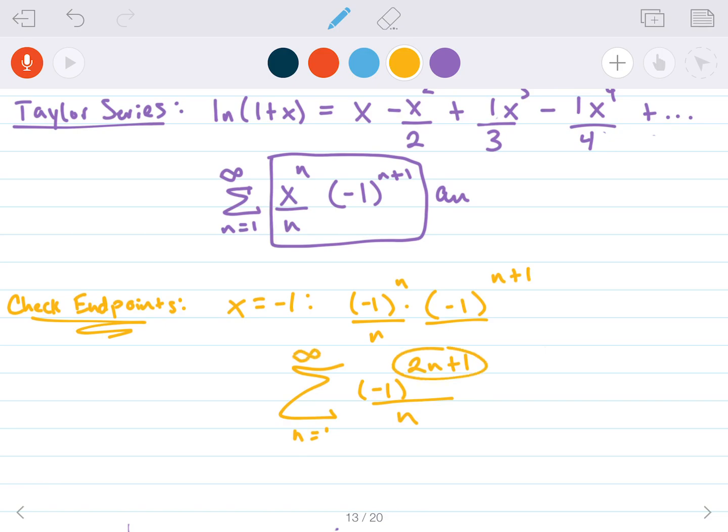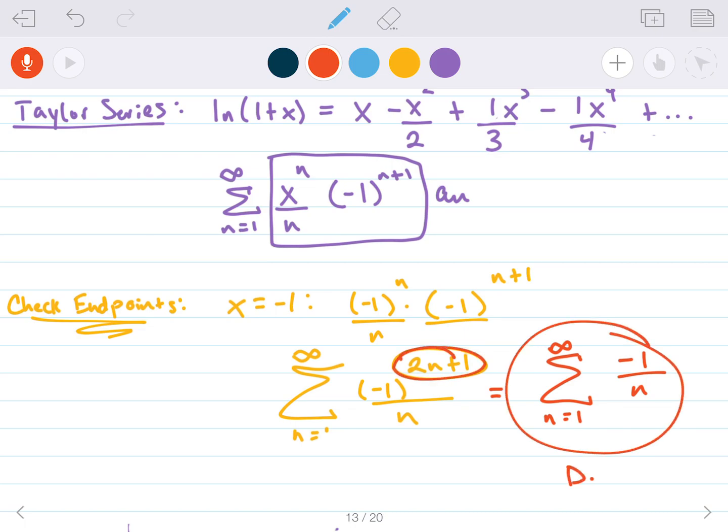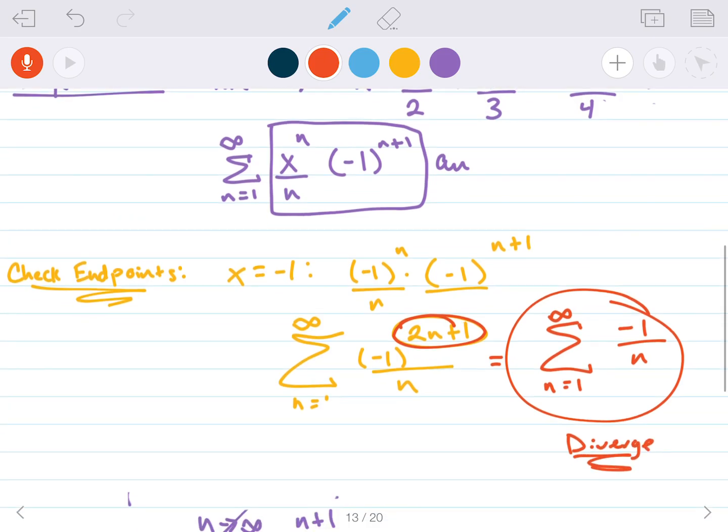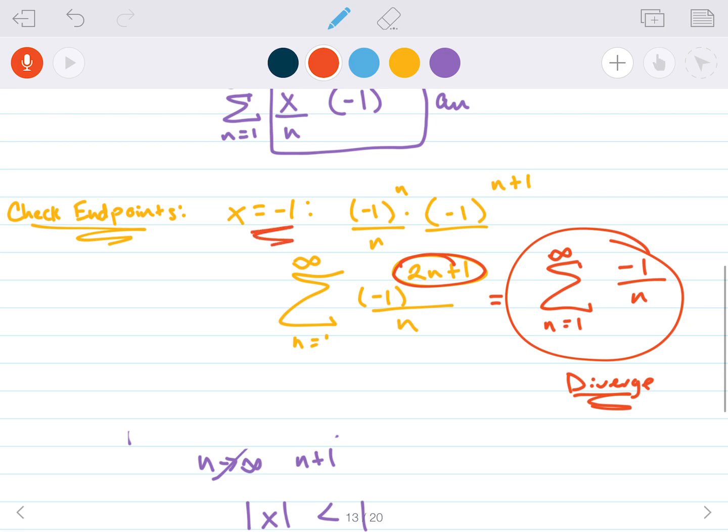And this is always odd. Okay, so that means that this thing, again, just like before, I hope that you see what's going on here. This is just going to be negative 1 on top, right? Because this is always odd. So again, we just talked about this. This is going to diverge. This is the negative version of the harmonic series, and therefore negative 1 is not included in our endpoint.